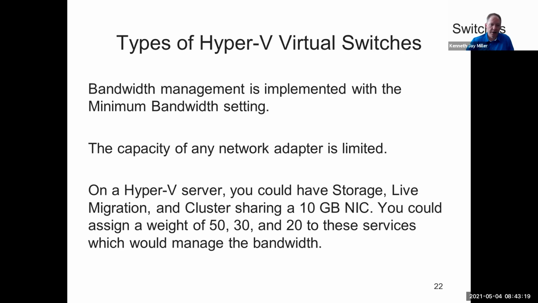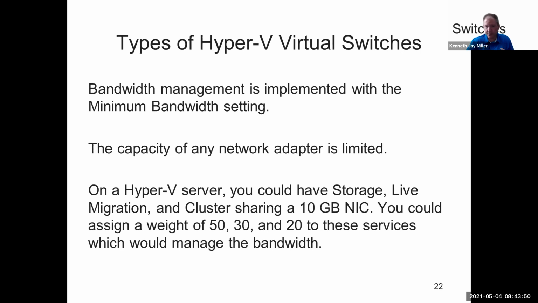So we can say certain things, like storage. Our storage network would probably want to have a high priority. Live migration and cluster sharing, we could share that, and we could assign a weight and say, okay, 50% will go for the storage, 30% for live migration, and 20% for the cluster sharing. And that would break up our 100% of available.